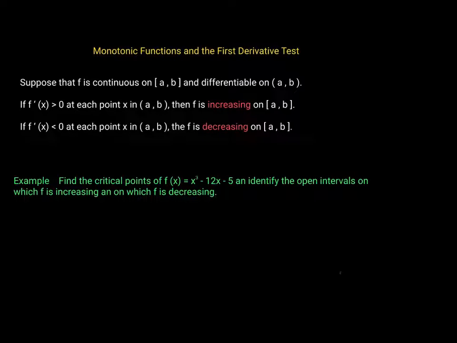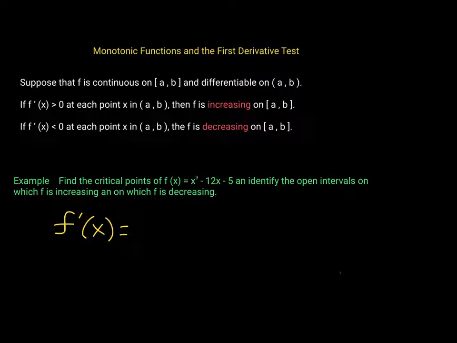In this example, we are given a polynomial function of degree 3. It's x cubed minus 12x minus 5, and we're asked to find the critical points of this function. In order to do that, we need to find f prime, and identify the open intervals on which f is increasing and on which f is decreasing. So in order to find the critical points, what I need to do is find the derivative function.